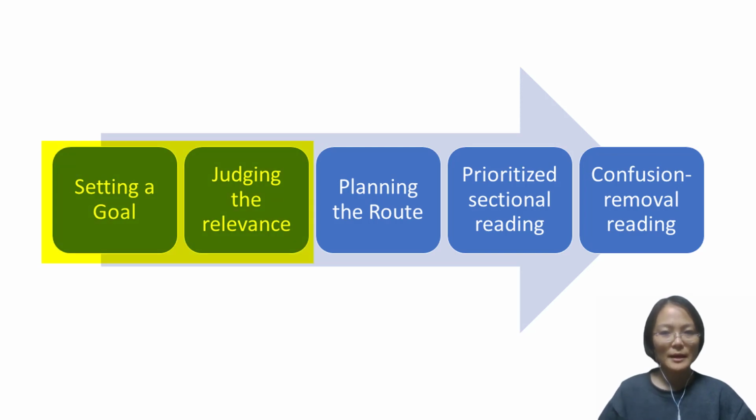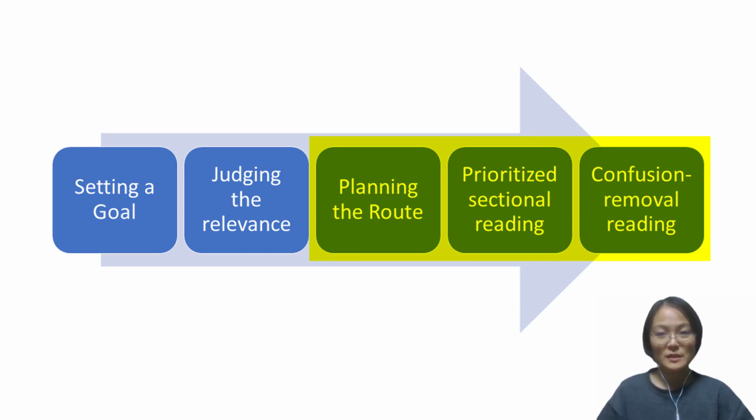The first 2 steps are needed to judge if you need to read this paper seriously or not. And the remaining 3 steps are needed to read the paper seriously. These 5 steps include setting a goal, judging the relevance, planning the route, prioritized sectional reading, and sometimes paired with confusion removal reading.